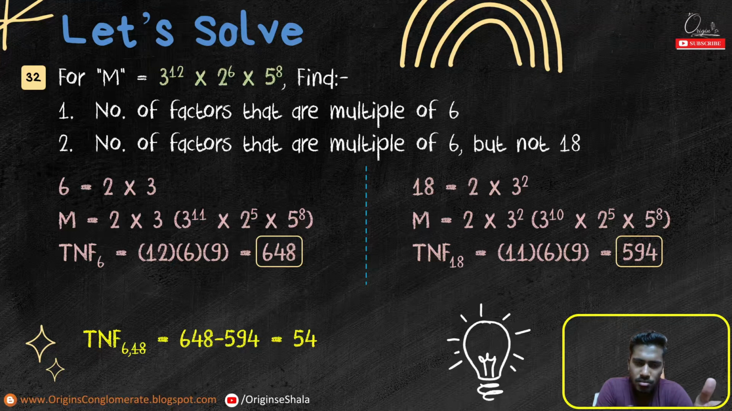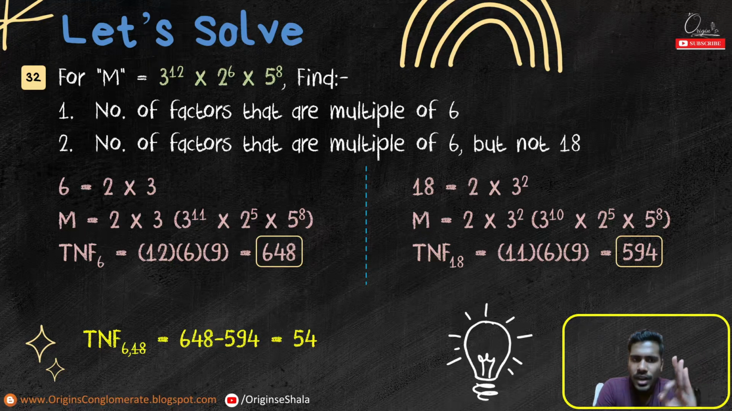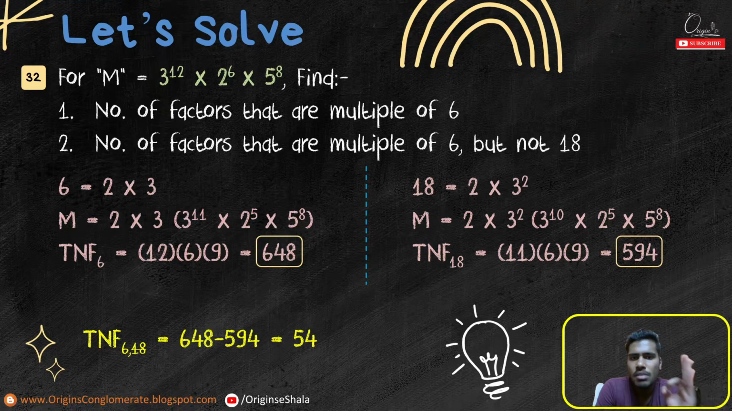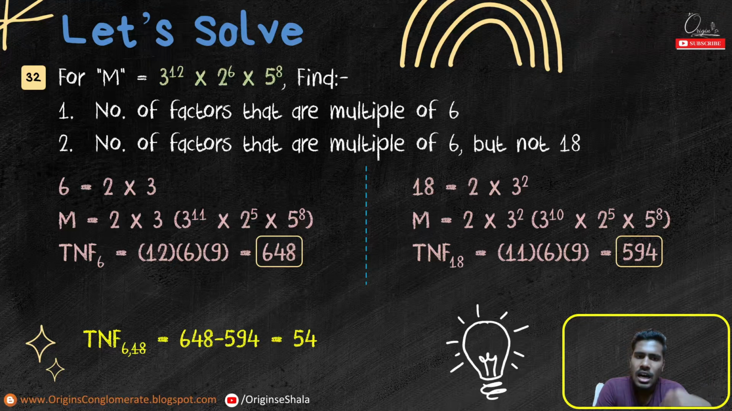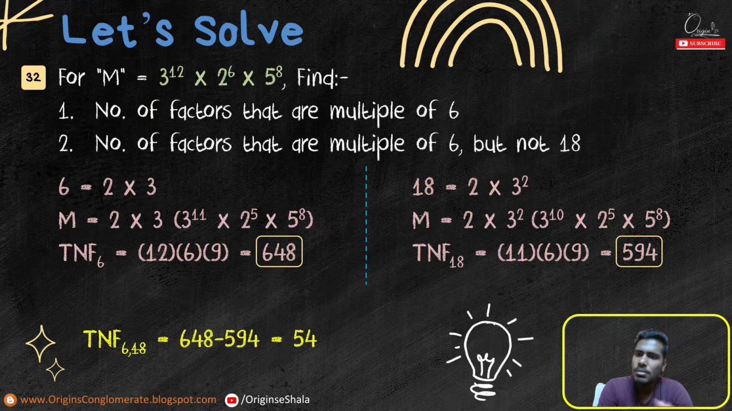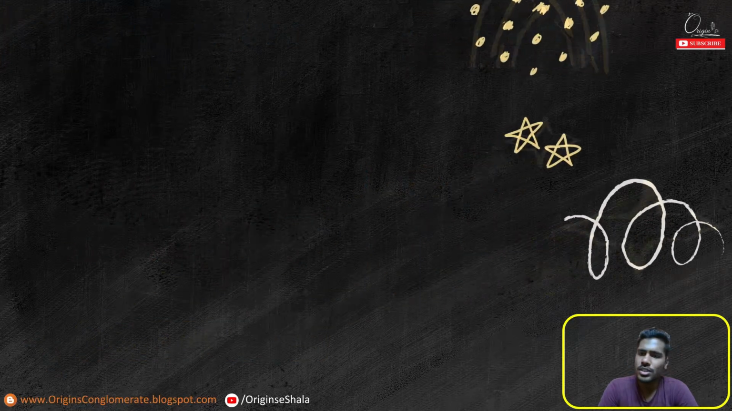So I will simply subtract the factors of 18. Factors that are multiple of 18 and factors that are multiple of 6. I will subtract the total value and I will be left with 54. So in essence, there are 648 factors of the m which are multiples of 6, and 54 of these factors are multiple of 6 but not multiple of 18. So quite interesting, right? Now let's move on to the next part.